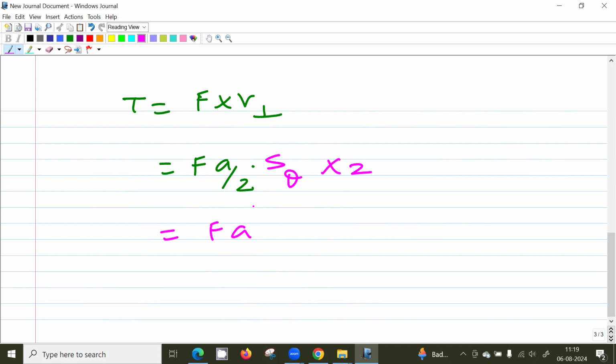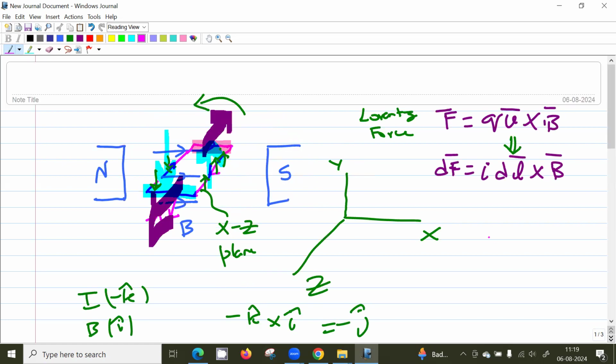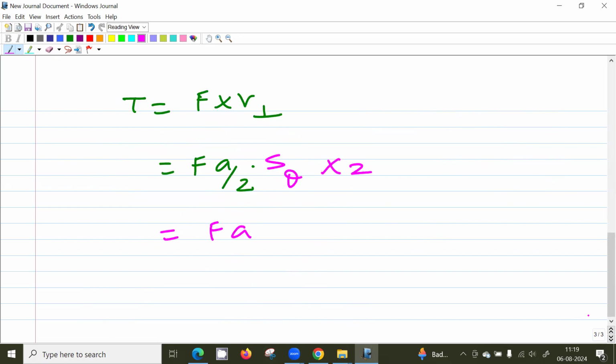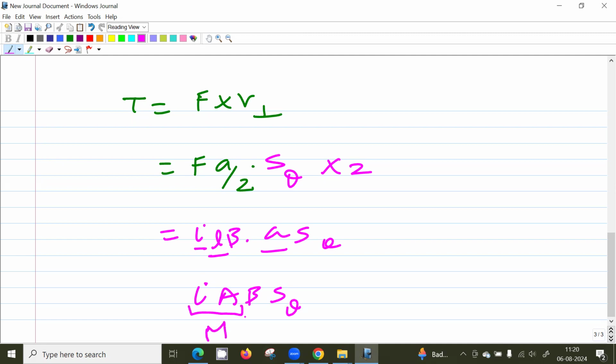F into that, and this force is ILB. For an element, it is I dL B. For the entire length, it is ILB. Okay, you write that. ILB, and then a by 2 twice is a, and then sine theta. So this L into a is the area of the coil, and then this into I is I into A into B into sine theta, and this I into A is the moment of the coil. So this formula will come out to be M cross B.